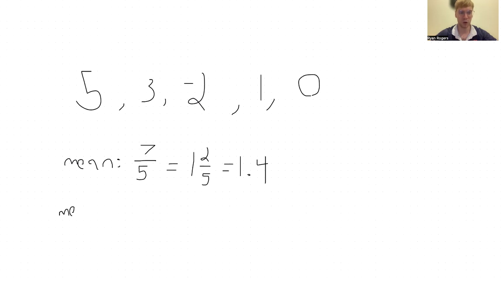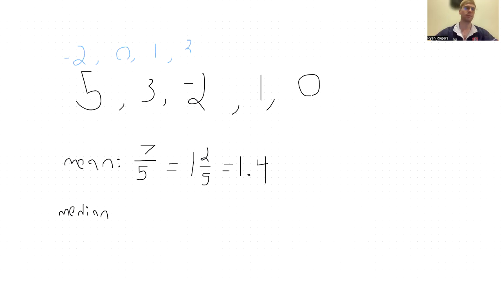Median, all right, is the middle number, okay? Basically, you have to order all of these numbers, okay, from least to greatest. Can I change the color in here? Whoa, I can. Awesome. Is 0 the least number? No, it is not. It is not the lowest number. It would be -2. -2 would be the lowest number. You go -2, you go 0, then 1, then 3, then 5, right? From least to greatest.